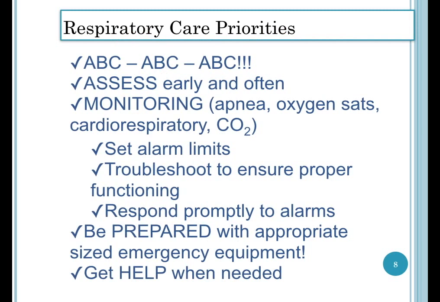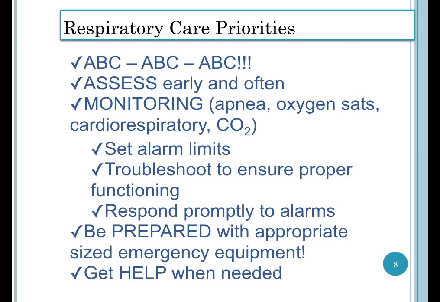So our respiratory care priorities are your ABCs. Assess early and often. When you do an intervention, you need to reassess. Monitor this child for apneic events, especially in the young infants. Look at their O2 sats. Look at the cardiorespiratory monitor. And then with some, you'll also be monitoring their CO2 levels.